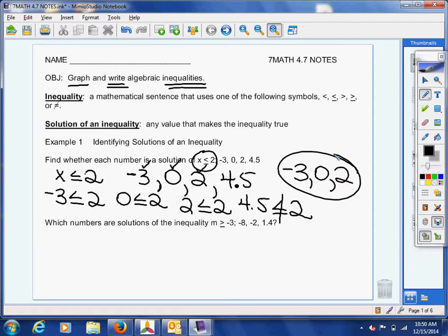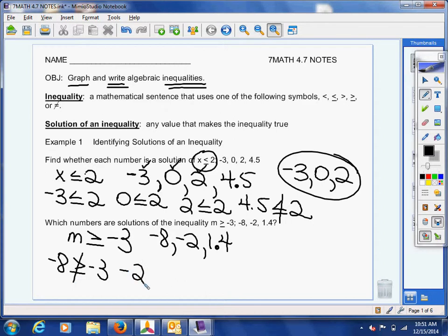So let's try this one. This time they told us, okay, we need to find the numbers. m is greater than or equal to -3. And these are our choices. So we only have 3 numbers this time to plug in: -8, -2, and 1.4. Okay, so let's start with -8. Is -8 greater than or equal to -3? It's actually less than. It's lower. I heard different ones of you say, oh, it's less than, it's lower, and you're right. So that's not one. I can't use that one.